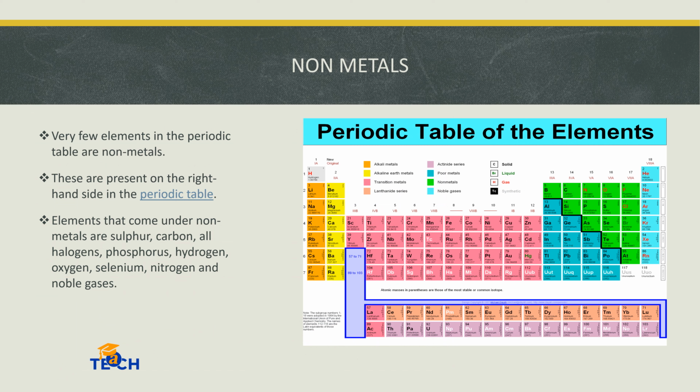Nonmetals. Very few elements in the periodic table are nonmetals. These are present on the right-hand side in the periodic table. Elements that come under nonmetals are sulfur, carbon, all halogens, phosphorus, hydrogen, oxygen, selenium, nitrogen and noble gases.